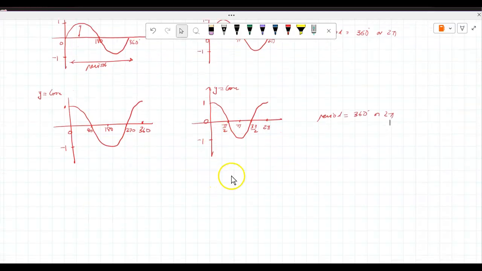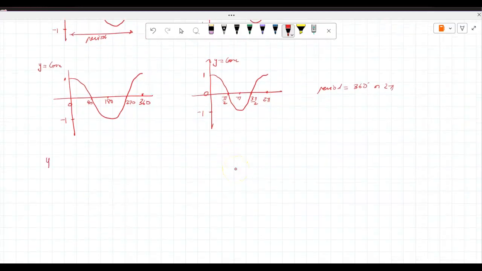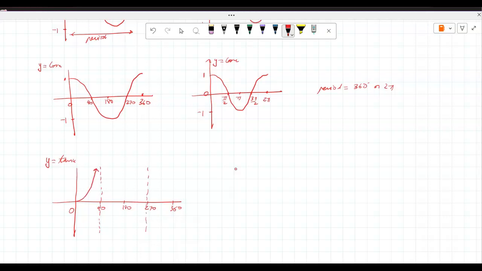For the tan graph, if your y is equal to tan x, what is your tan 90? So 0, 90, 180, 270, 360. Tan 90 is undefined. So that would be a vertical asymptote. The same at 270, vertical asymptote. So this goes from 0 to infinity. Then here this will go like this.